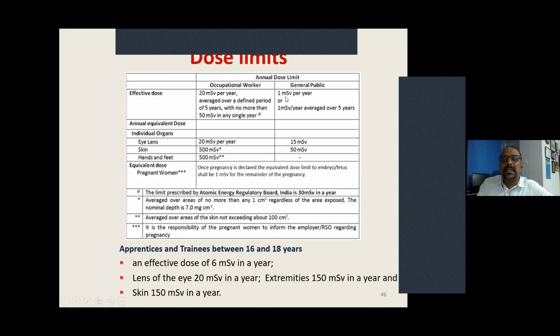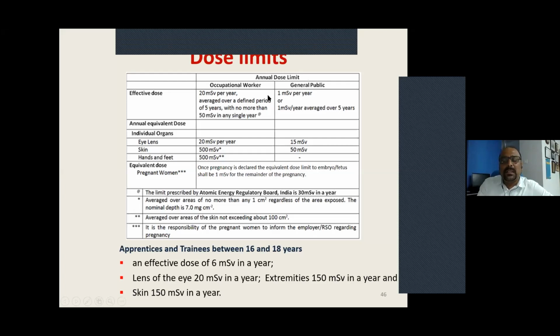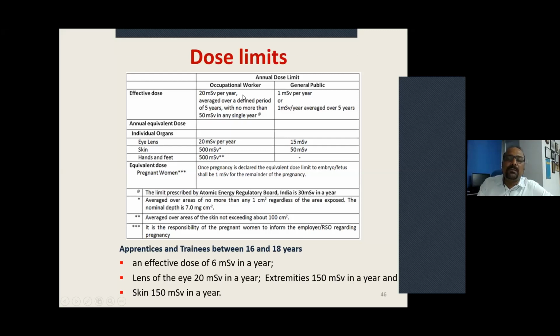In the general public, we have children, we have pregnant women, and they don't have to go into the radiation field frequently. Whereas for a radiation worker, if we keep 1 millisievert, it will be very difficult to work because they have to handle emergencies, they have to go near the radioactive sources. So that's why both the limits are safe, but for a radiation worker it is a little higher, and for the general public it is less, and we have to follow ALARA, as low as reasonably achievable, and these are the limits for eye lens, skin, hands and feet.